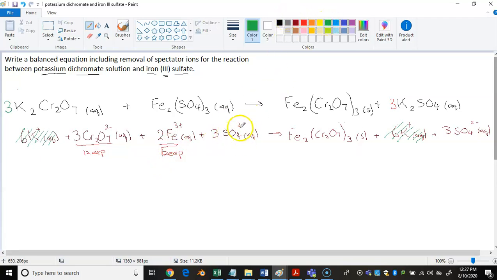I've got 3 SO4 2- in aqueous state here. Over here, I've got 3 SO4 2- in aqueous state. Because they're exactly the same quantity, same charge, same state, they're spectators and we can get rid of them. And that gives us the overall equation with the spectators removed: 3 Cr2O7 2- aqueous plus 2 Fe3+ aqueous goes to Fe2(Cr2O7)3 solid. And that's it.